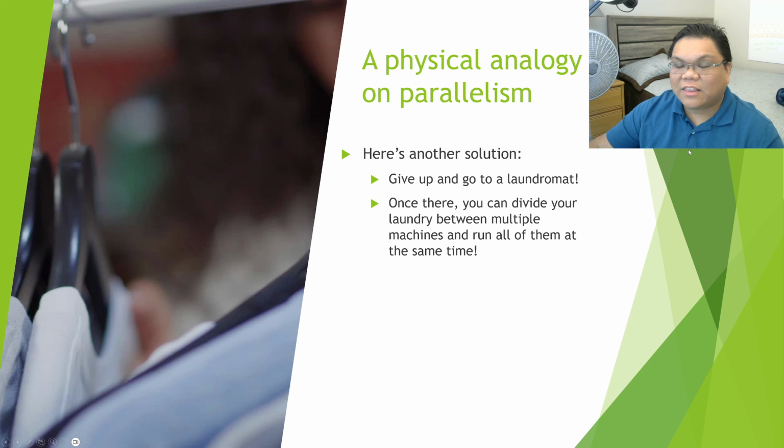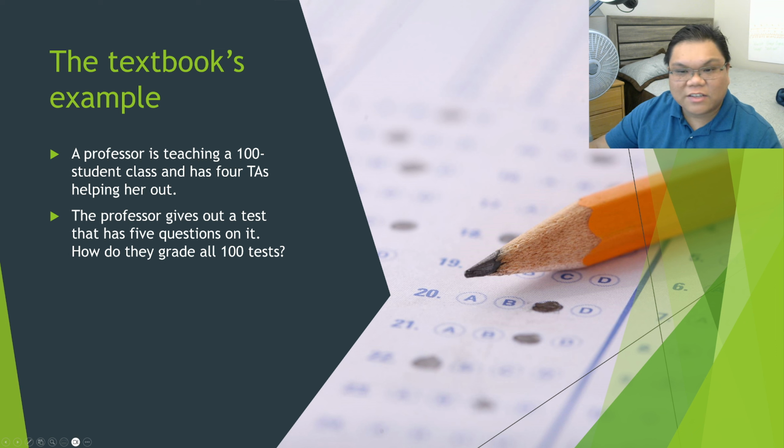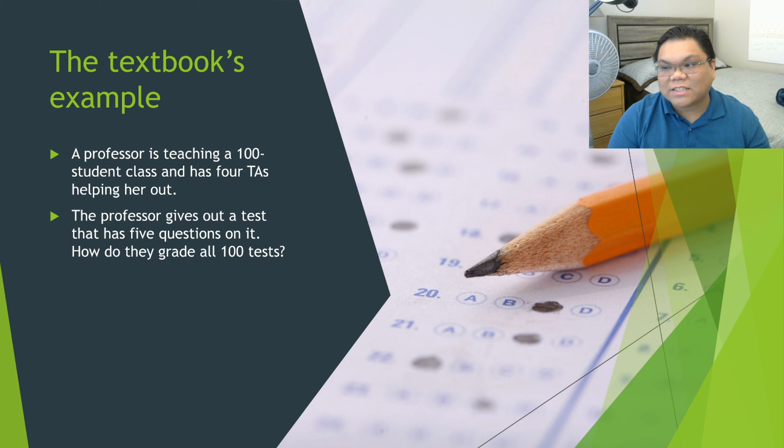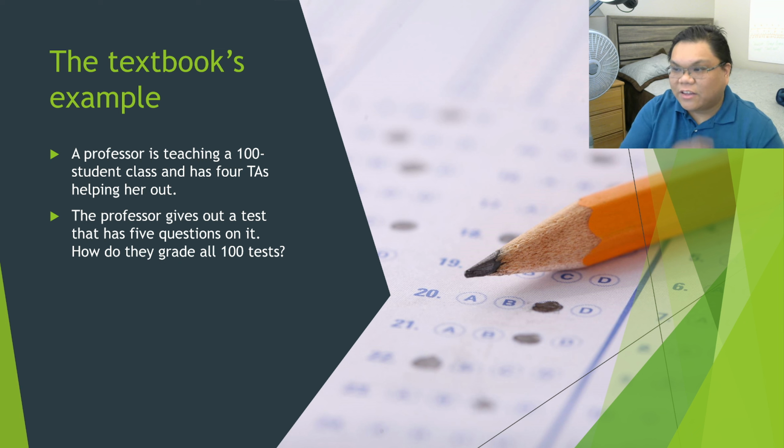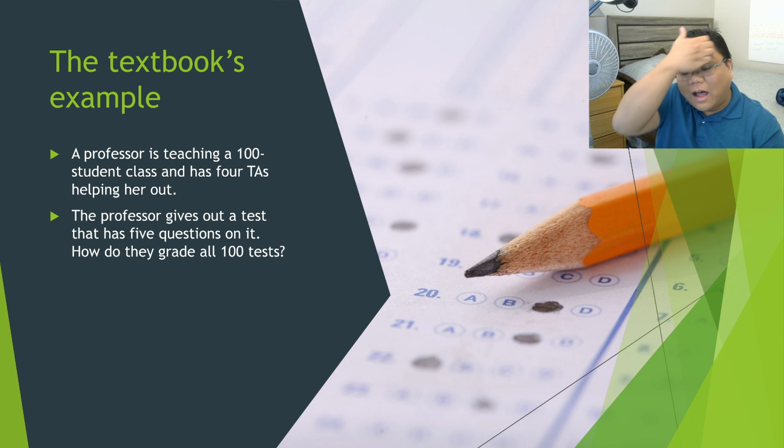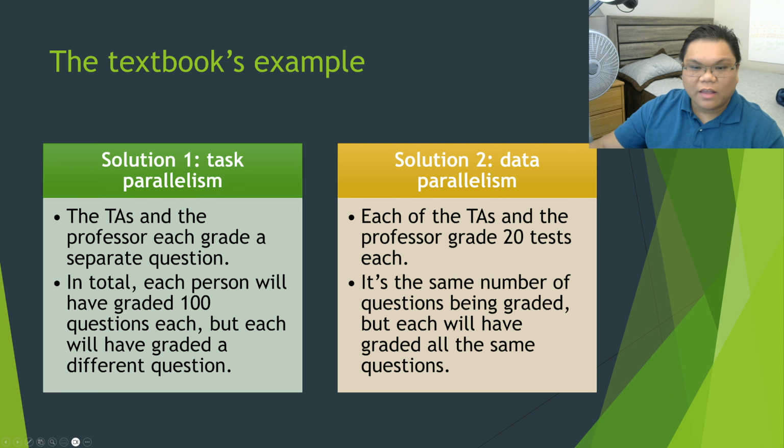But the textbook also has a different analogy. Here's the textbook's example. A professor is teaching a 100-student class, and there are 4 TAs helping her out. The professor gives out a test, and the test has 5 questions on it. How do they grade all 100 tests? The textbook gives 2 solutions to that.